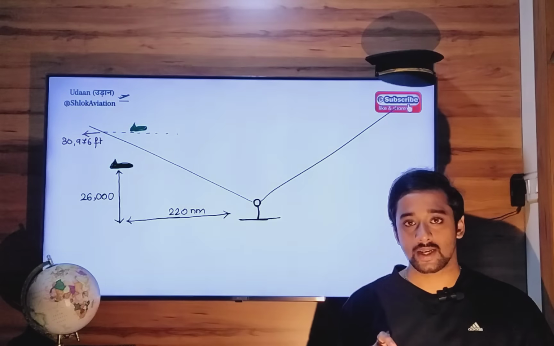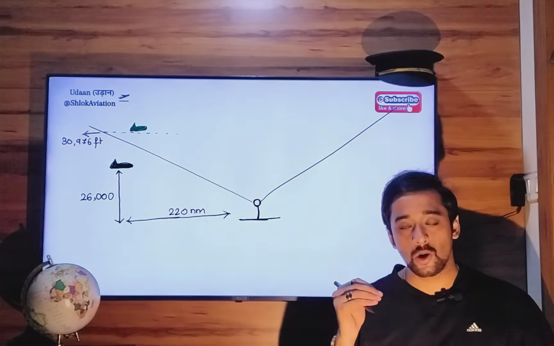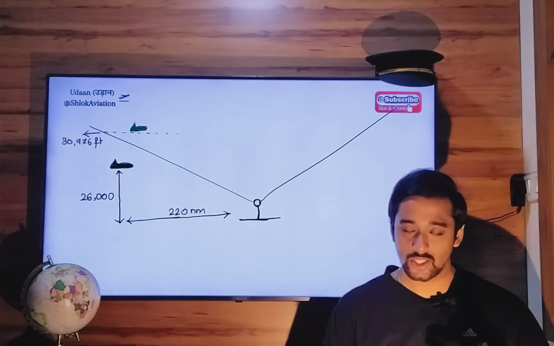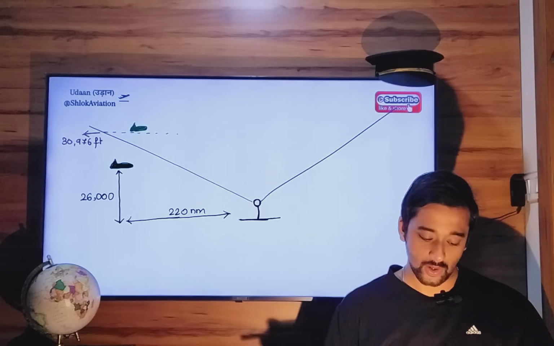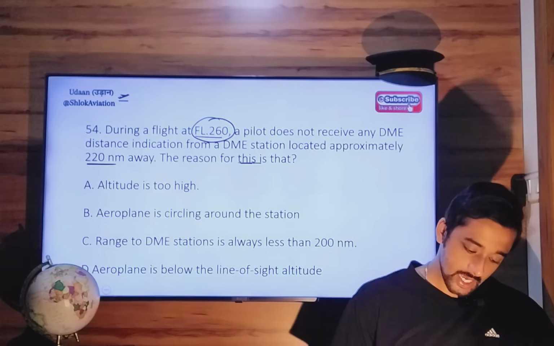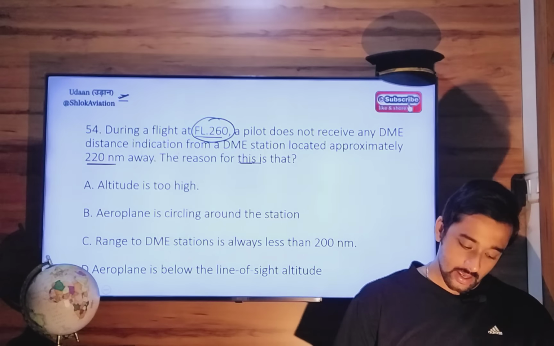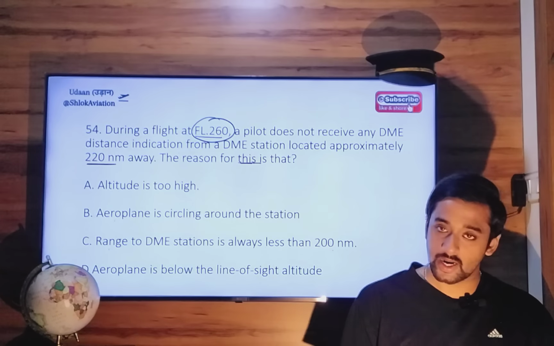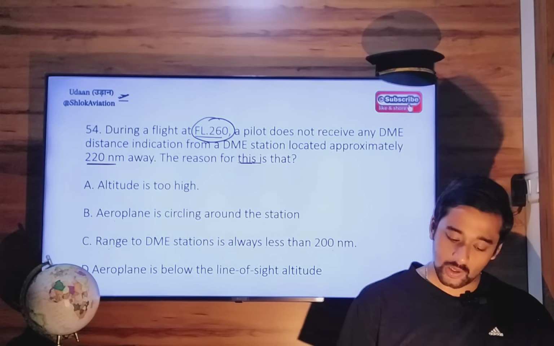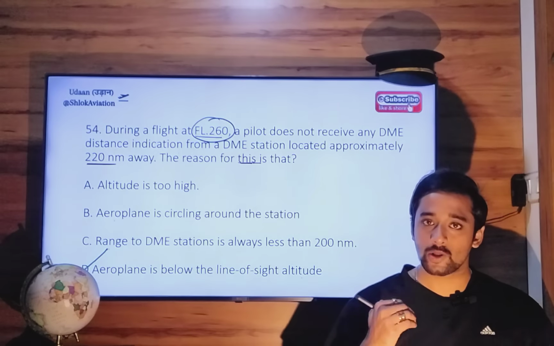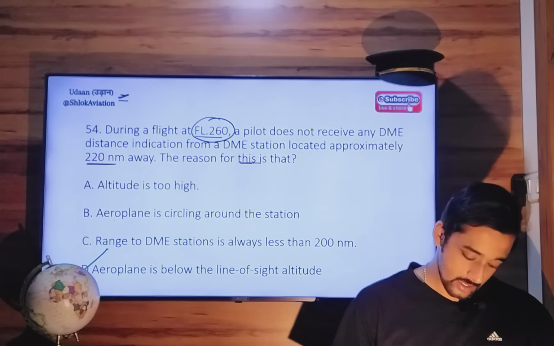So therefore, the answer is, since the aircraft is below the altitude required for the line of sight range, it doesn't receive any signals from the DME station. So the correct answer here will be: aeroplane is below the line of sight altitude. Correct option is option delta. Aeroplane is below that required altitude.